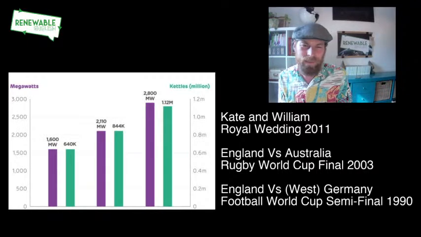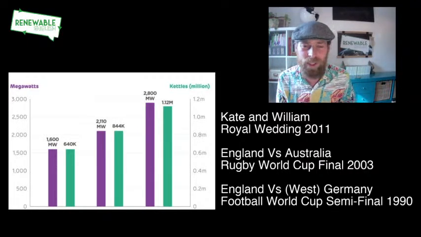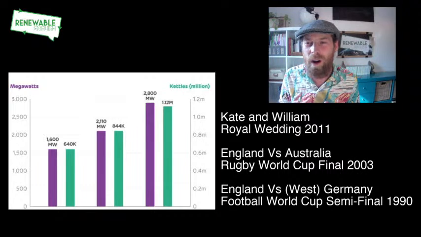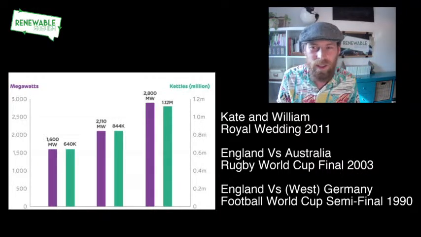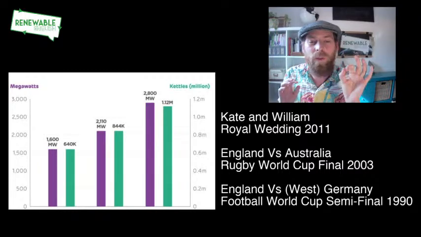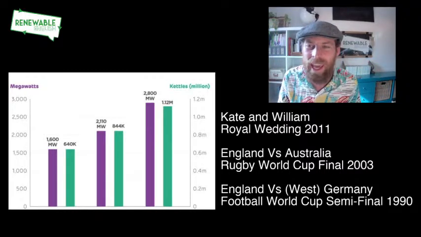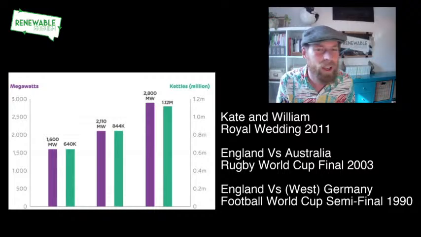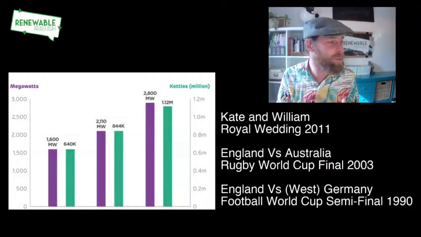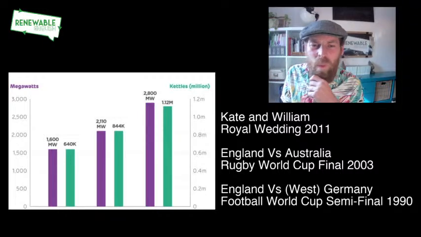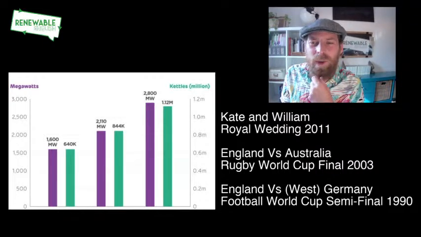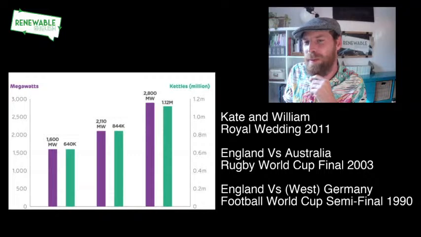Have a look there at the different options. And which one do you think was the 640,000 kettles? So which one created the fewest number of people to run off and hit that button? What do you think? Which one stressed the British people out the least?